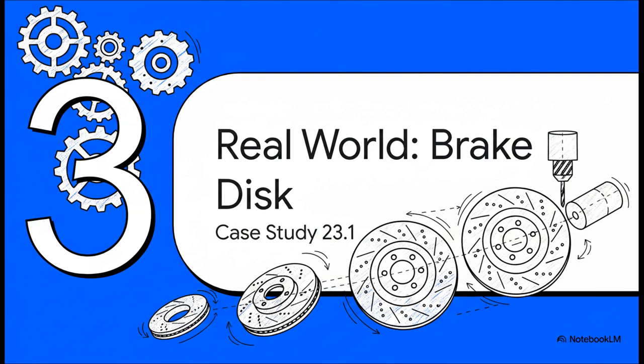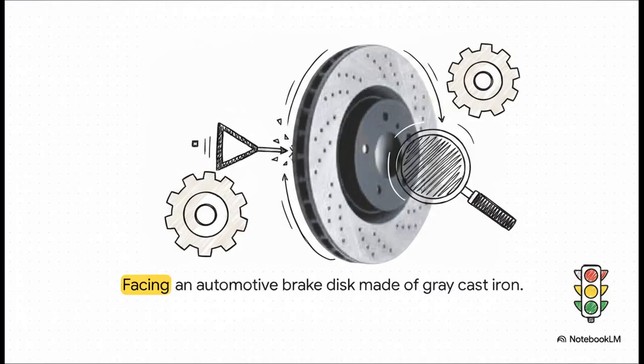Let's see how all this machinery builds into a tangible, real-world scenario. When an automotive manufacturer needs to produce a typical gray cast iron brake disc, tweaking those basic lathe parameters can literally make or break factory efficiency. We're talking about facing operations here. That's where the tool moves radially across the end of the spinning disc to create that perfectly flat, smooth surface. You know, the exact surface your brake pads grip onto every single time you hit a stoplight.